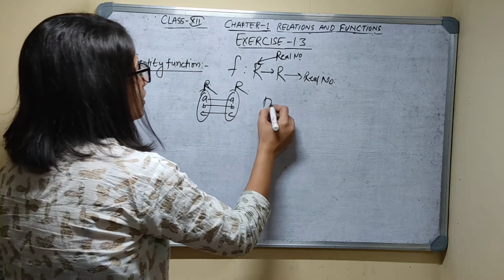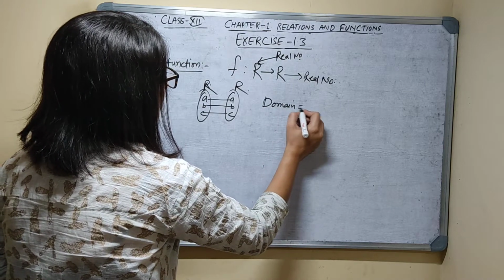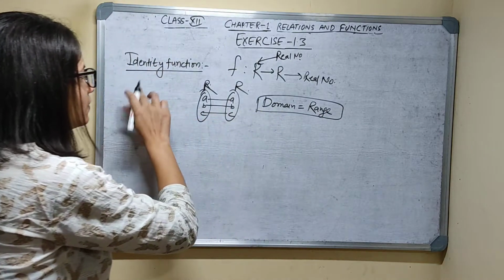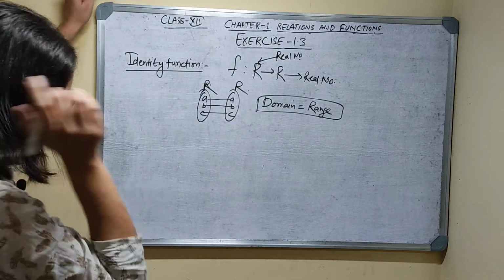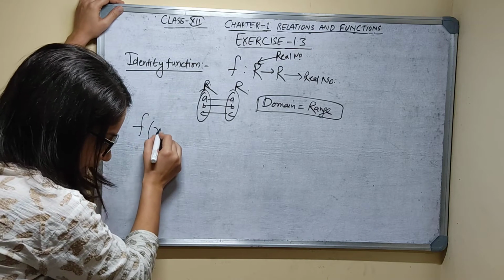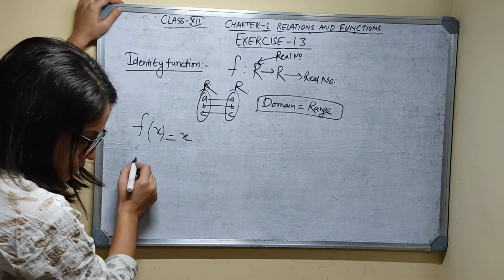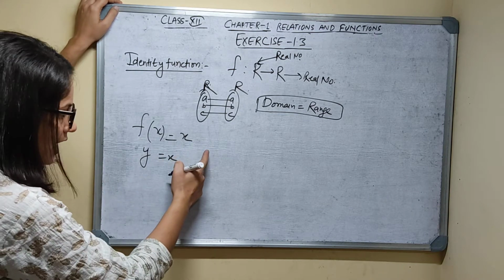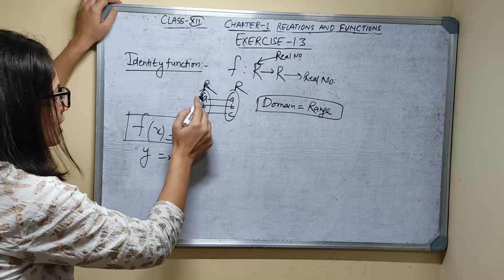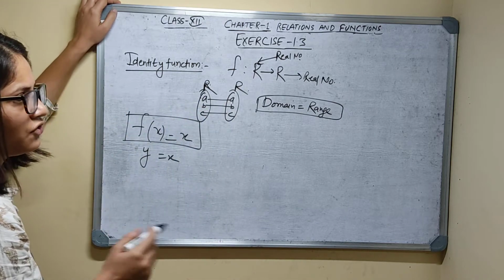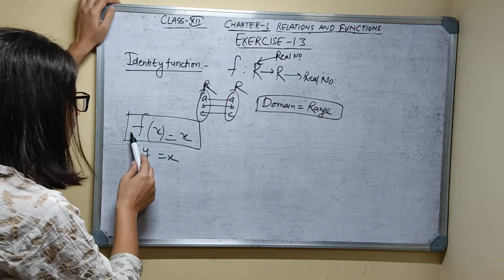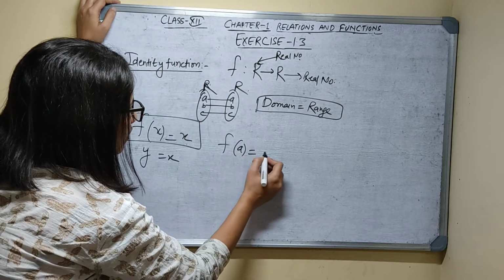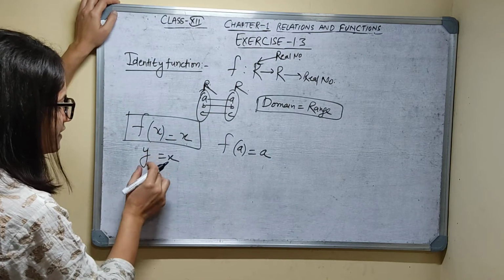So here the domain is equal to the range. The domain of a function is equal to the range of a function, so it is called an identity function. If f of x is equal to x, y is equal to x. F of x is equal to x, identity function. A is related to A itself, B is related to B itself, C is related to C itself. So f of A is equal to A. F of x is equal to x.